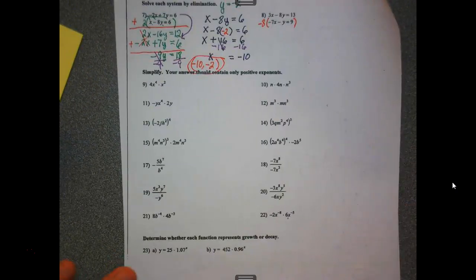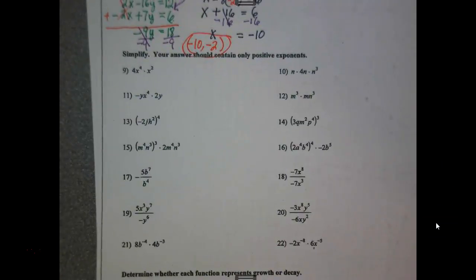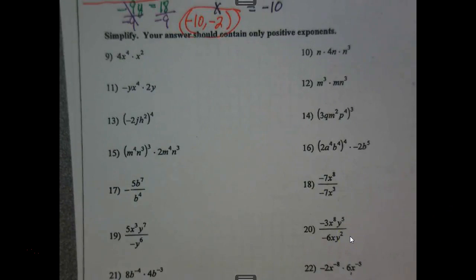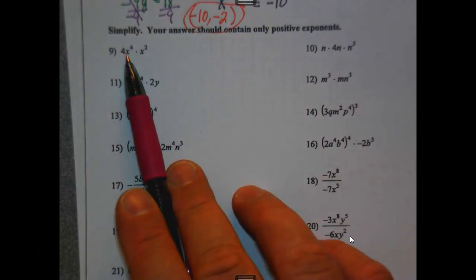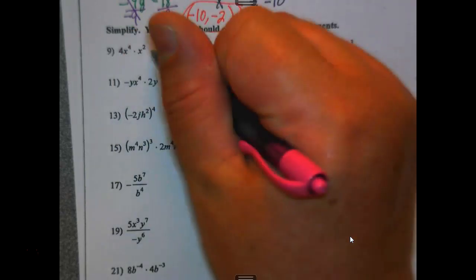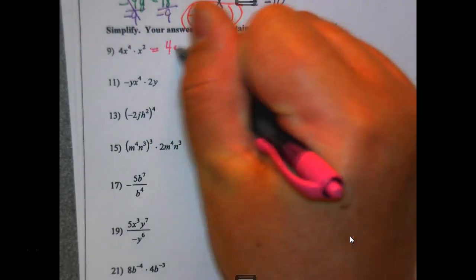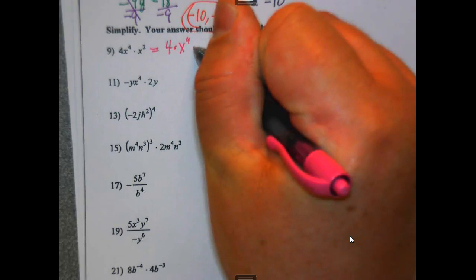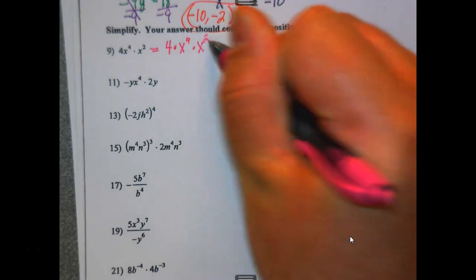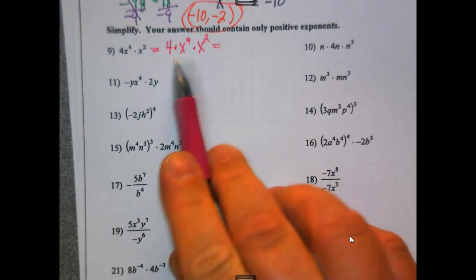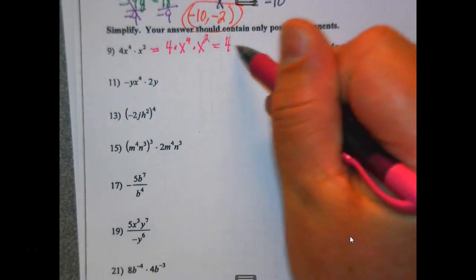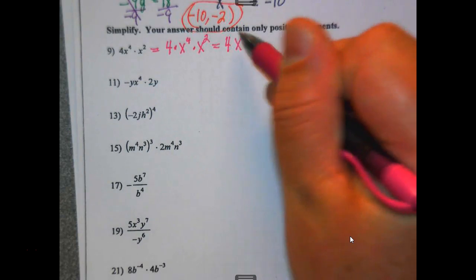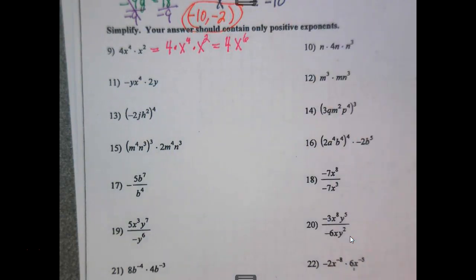All right, so let's do some of these. Number 9, we're multiplying 2 powers together. Now the x, don't forget there's multiplication between the 4 and the x to the 4th. That's a coefficient. Now these are the same base. We can add these exponents. Nothing I can do with that 4. 4 plus 2 is 6.